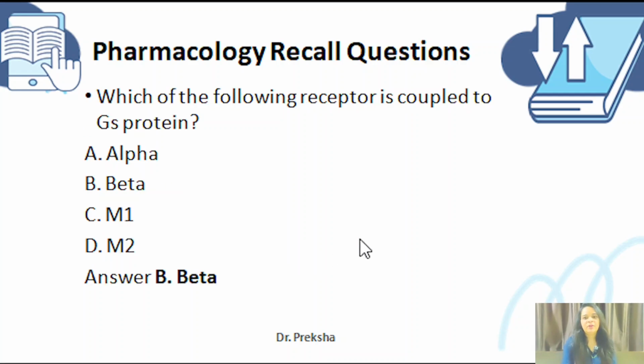Which of the following receptor is coupled to GS protein? So options are alpha, beta, muscarinic M1 and M2 type. So answer here will be beta receptor. Alpha receptor is a GI type of the receptor, inhibitory type of the receptor. Beta is stimulatory and it is coupled with the GS protein. So here the answer will be beta receptor.